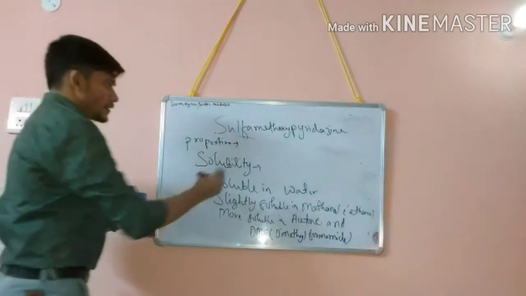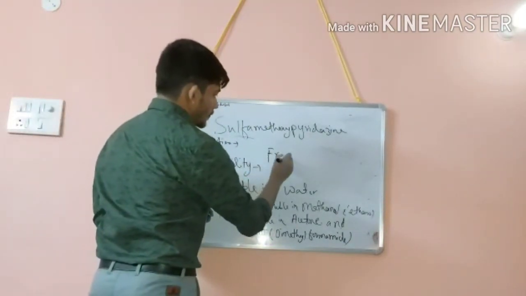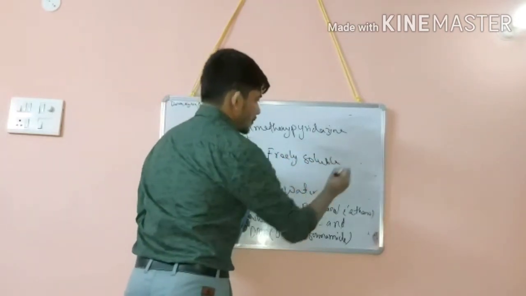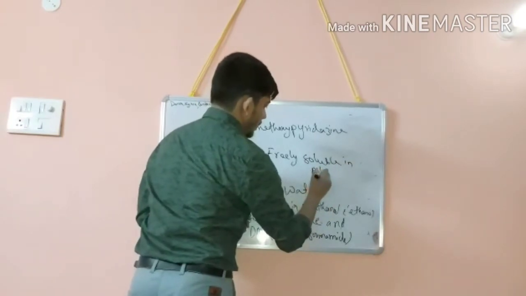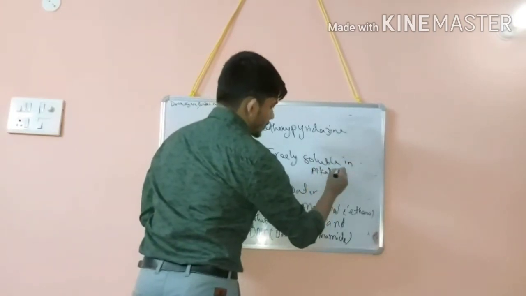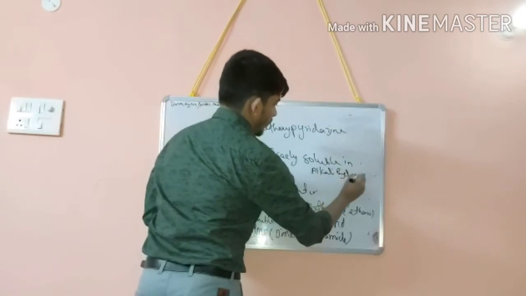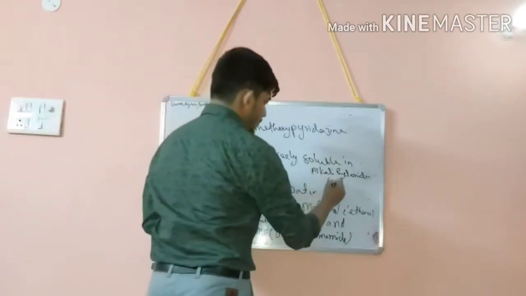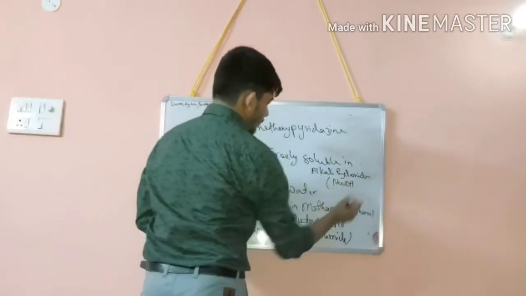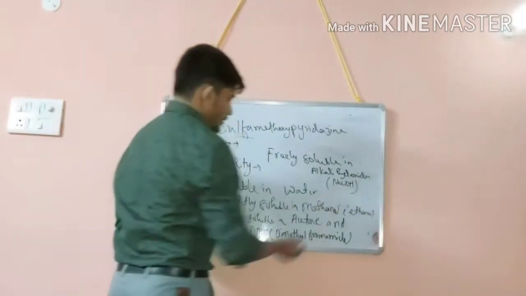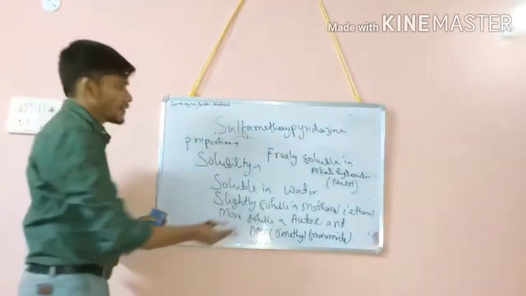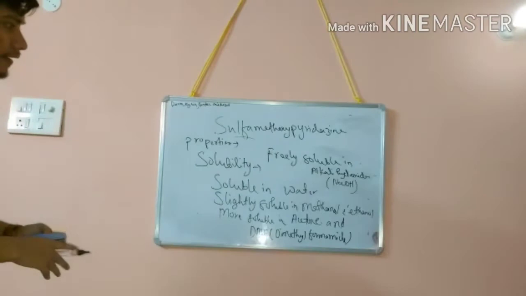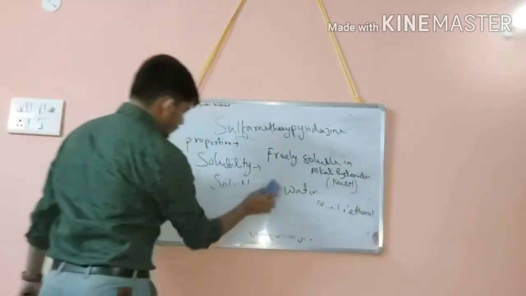Okay, then it is freely soluble in alkali hydroxides. So alkali hydroxide, for example, sodium hydroxide, NaOH. You can give one example, sodium hydroxide. So it is freely soluble in alkali hydroxides like sodium hydroxide. So next we will see the uses. So what are the uses?